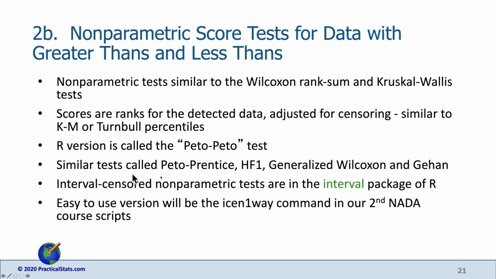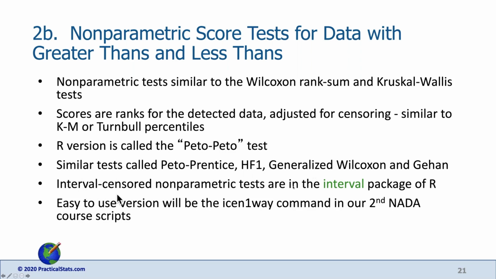And so these similar tests go by different names because Prentice came along and modified the Peto test. HF1 stands for the names of two other statisticians, Harrington and Fleming, if I remember right. Generalized Wilcoxon usually means I didn't bother to figure out which of these type tests I did, so I'm just calling it a generalized Wilcoxon test. I think often it's this last one, the Gehan test, which is again the name of the person that developed it. And they're all mathematically very, very similar to the Peto test. So I've just used what's in R.